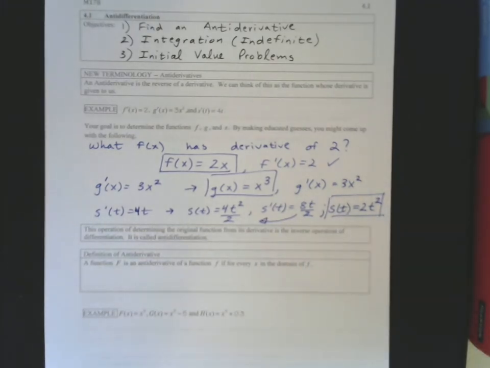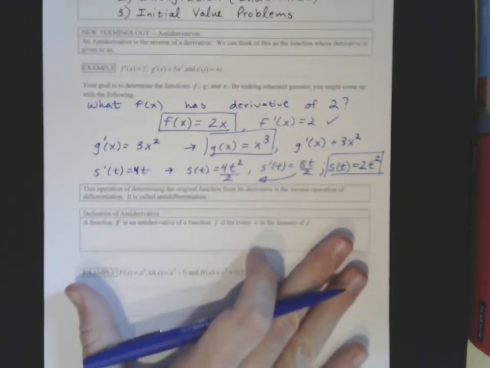but as it turns out, there's a lot more answers we could have had. So this operation of determining the original function, finding that antiderivative, is called antidifferentiation. Now it's math, so we like to shorthand things. So let's define antiderivative before we get to the shorthand version.